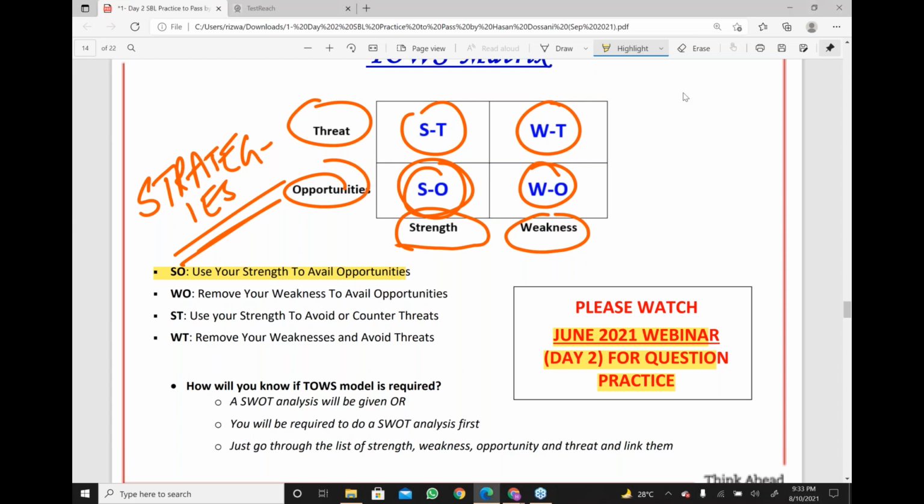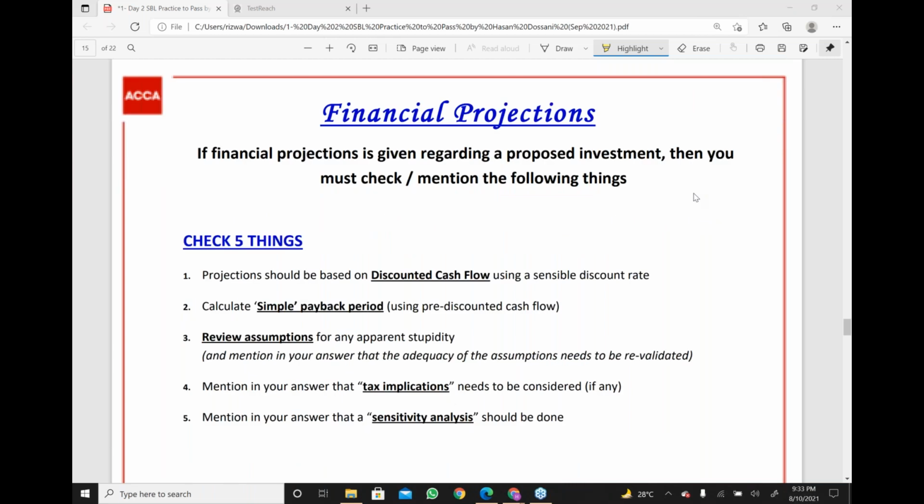Right. Let's move on. This one is important. I want to spend time on finance related questions today. There are two types of questions you may expect in SBL. There are two types of possible questions on numbers. One will be futuristic, like a financial projection, in which you will be given year 0, year 1, year 2, all those NPV related stuff, and you will be asked to evaluate or analyze the projections.